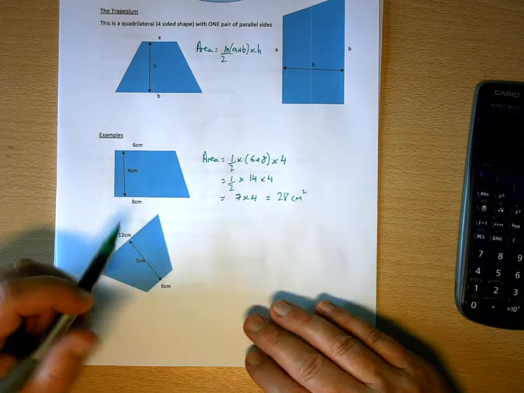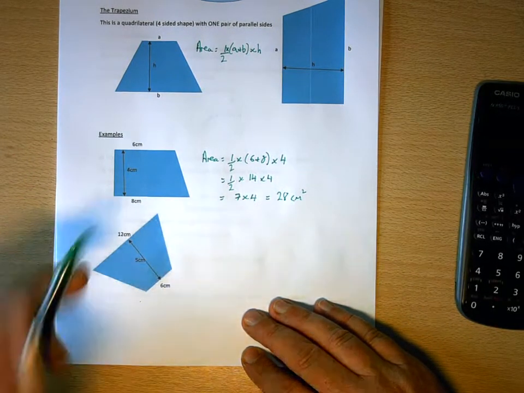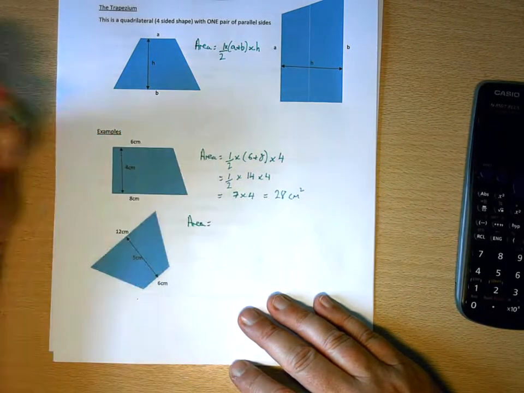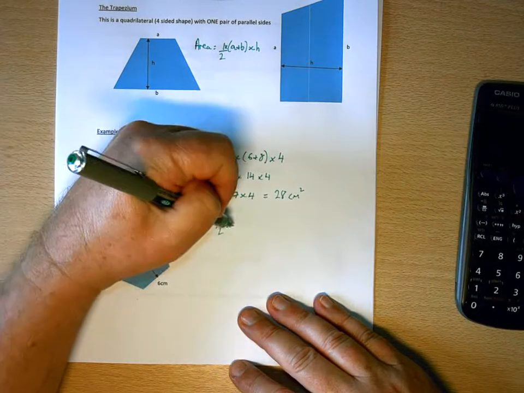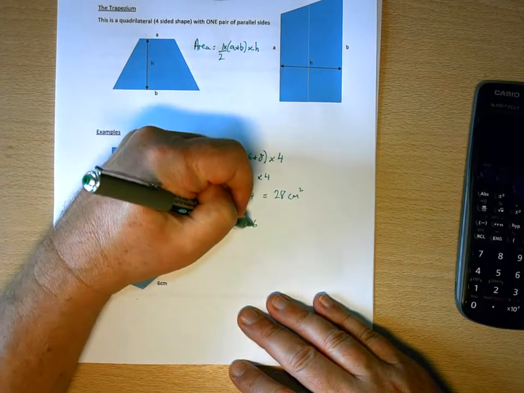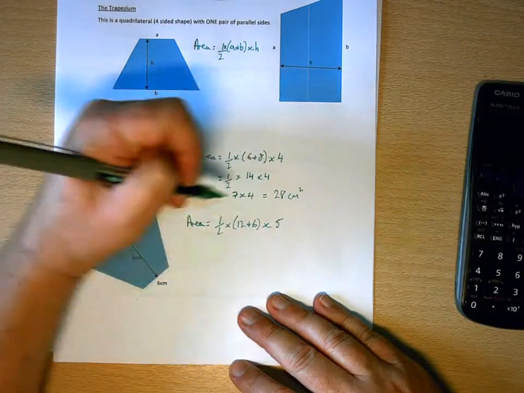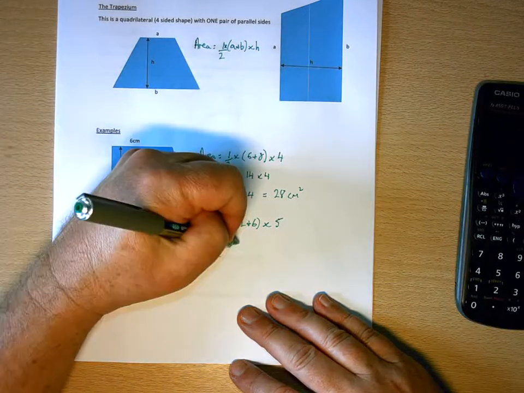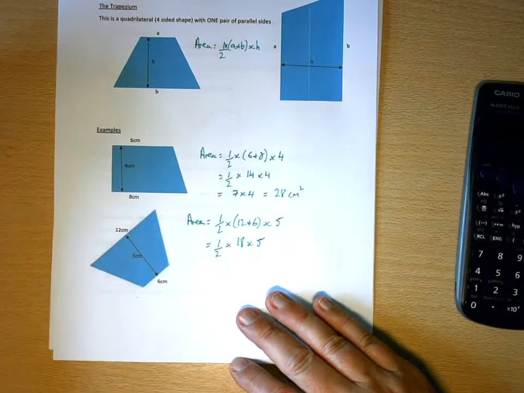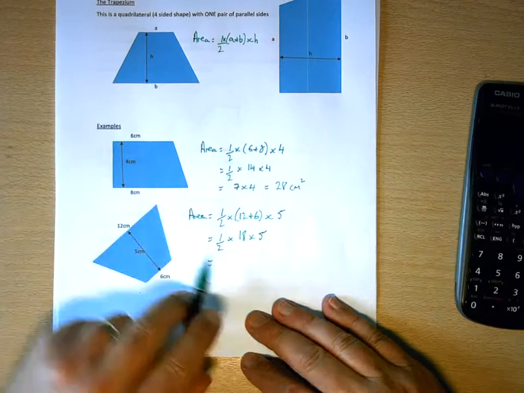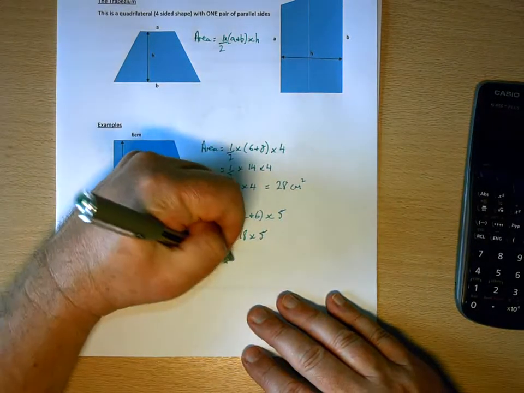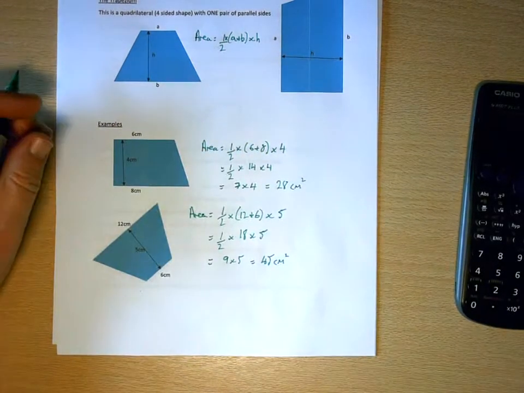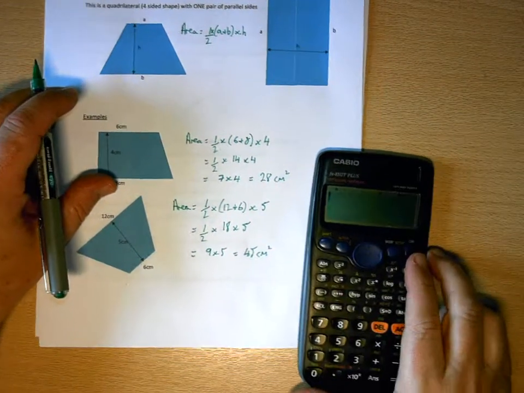For this one, the orientation has changed, but it's still, there's my parallels, there's my distance between them. So the area, half the sum of the parallel sides times the distance between them. 12 add 6 is 18 times 5. Okay, it's a bit more work on the calculator, but you've got half of 18 is 9. 9 fives, 45, and the units square centimeters.